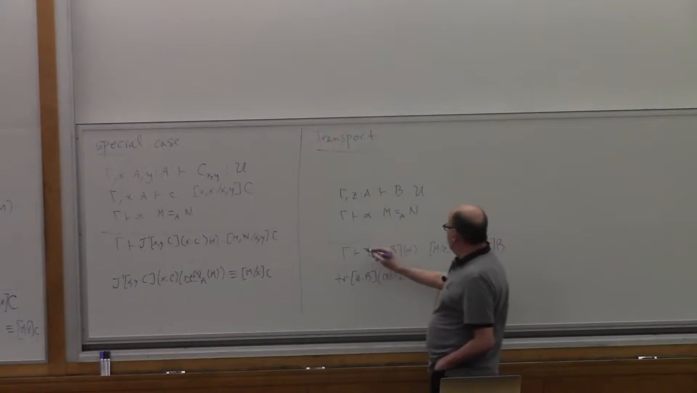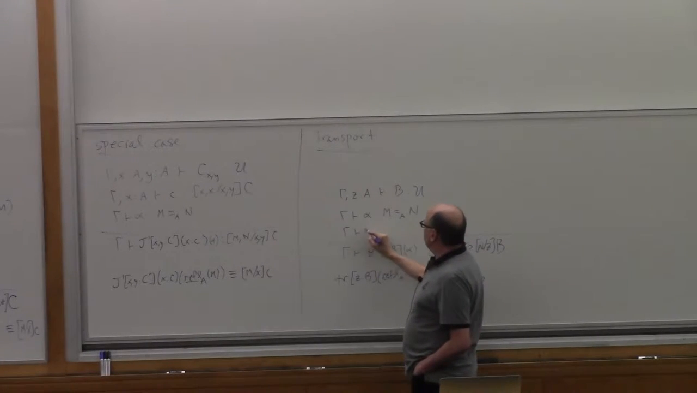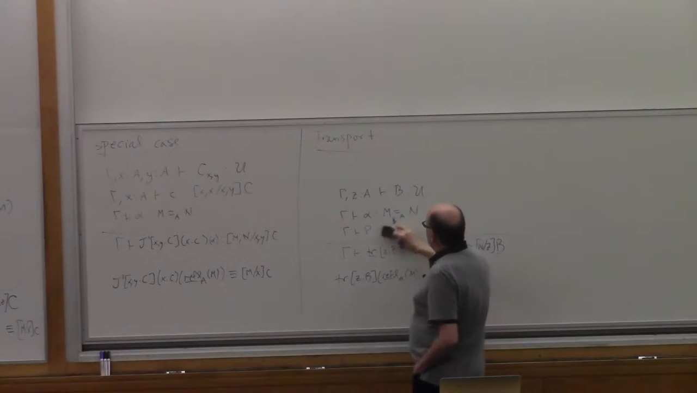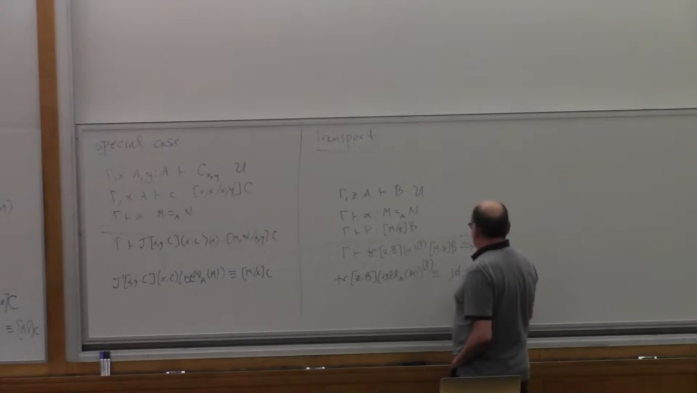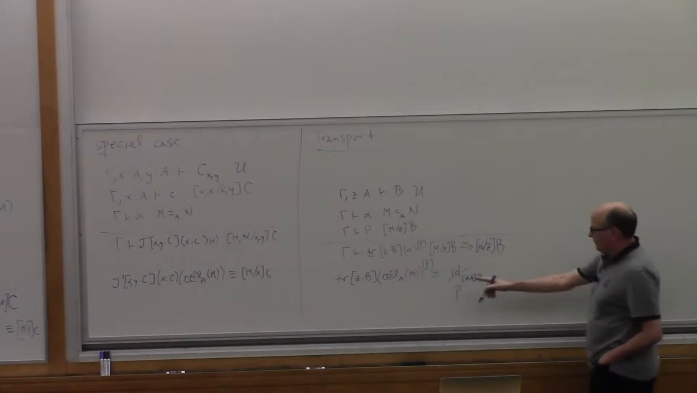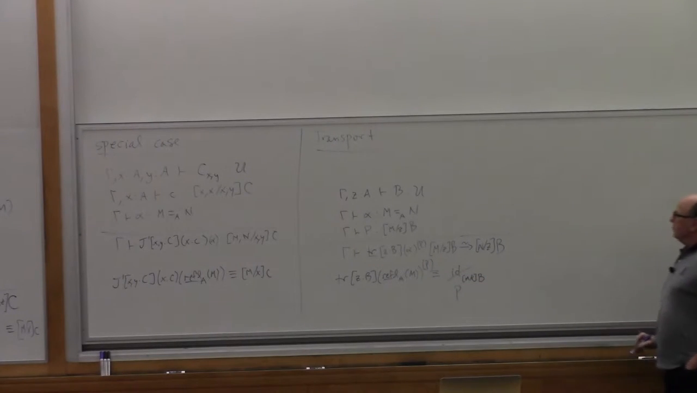Or another way to write all this is to put in another argument and say: if I have P in B of M, then plugging in reflexivity, this P and that P will be equal. Computationally equal to P.